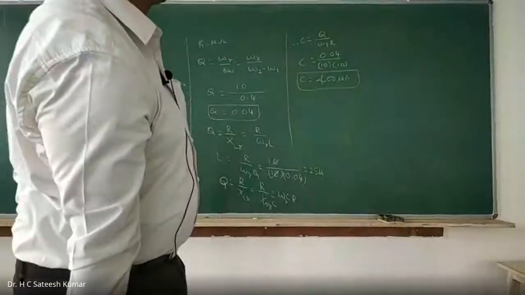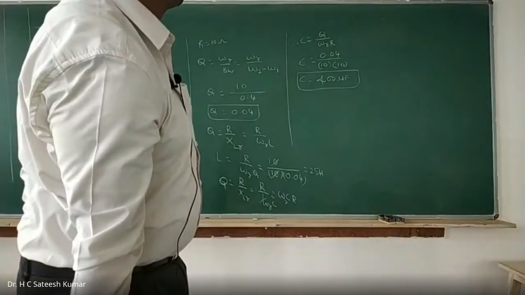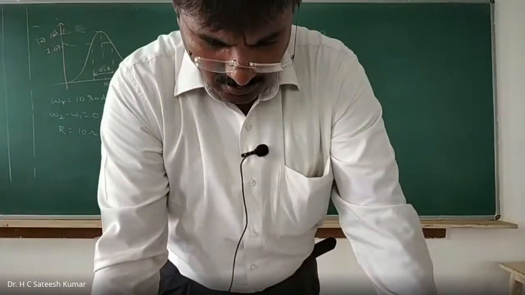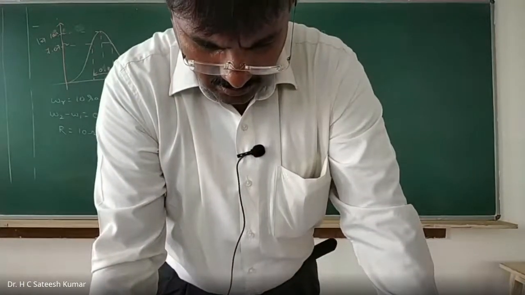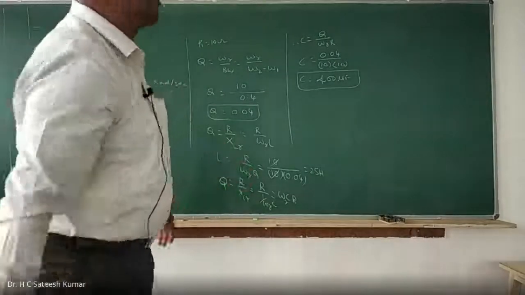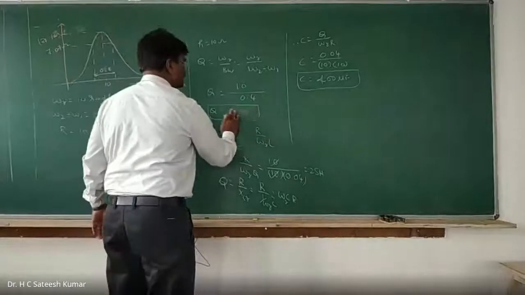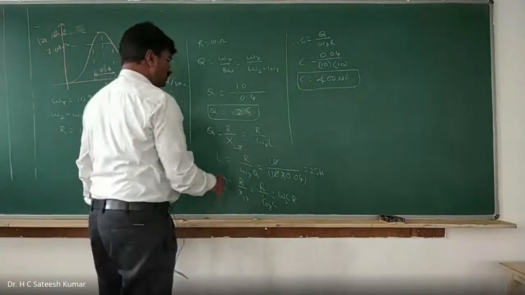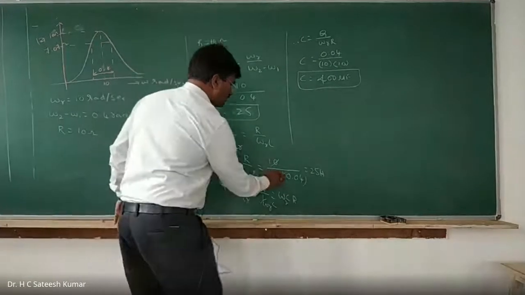Did we make a mistake in the Q value? What else have we taken? 0.04. Okay. This is 20, sorry, here it is 25. 10 by 0.4 is 25. So therefore this value will also be wrong. So how much is this? 25.